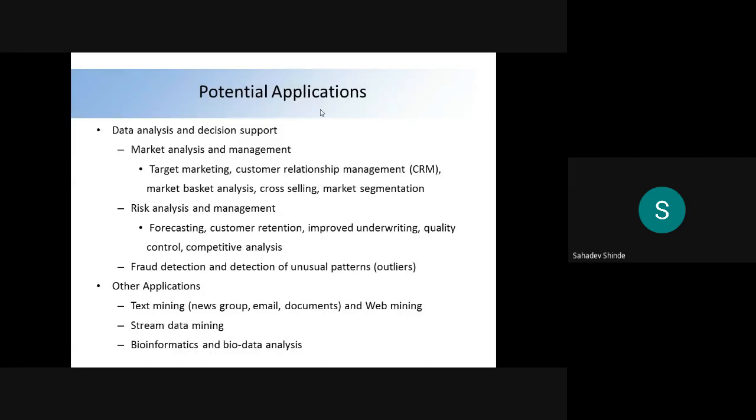You are going to generate a huge amount of data on a daily basis. That is why, day by day, the applications of data mining are increasing. First of all, you can see data analysis and decision support. We use the data mining concept for data analysis and decision support.